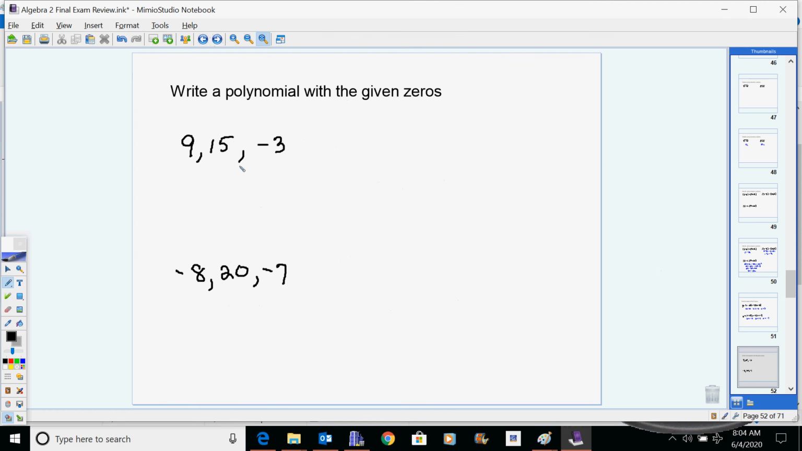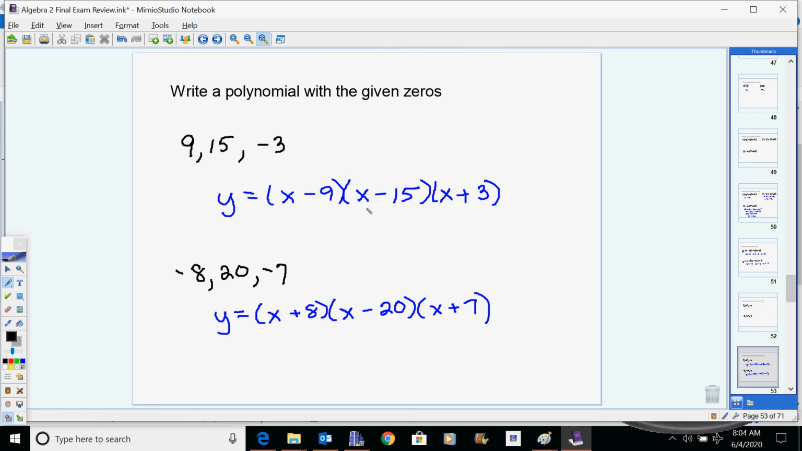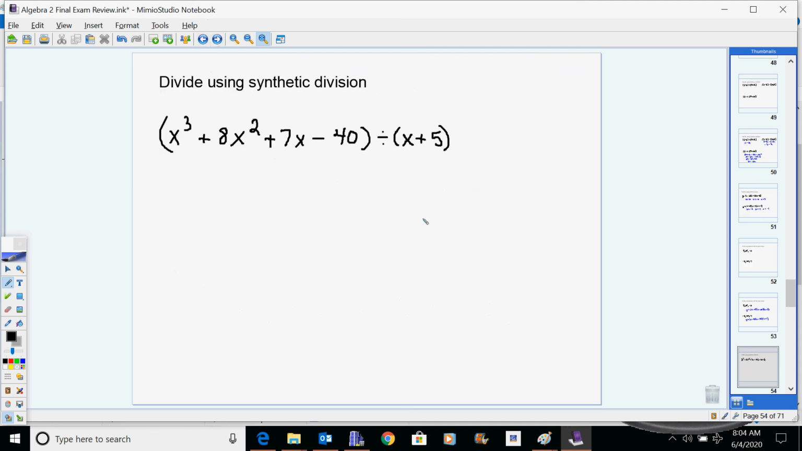Write a polynomial with the zeros. So in order to do that, you have to write y equals x minus 9, x minus 15, x plus 3, because in that case, those are ones where if you plug them in, you would get zeros. So you're going backwards of the numbers that you're given. So x plus 8, x minus 20, x plus 7, because they're the opposites of those, and that would give you the 0 that you're looking for.